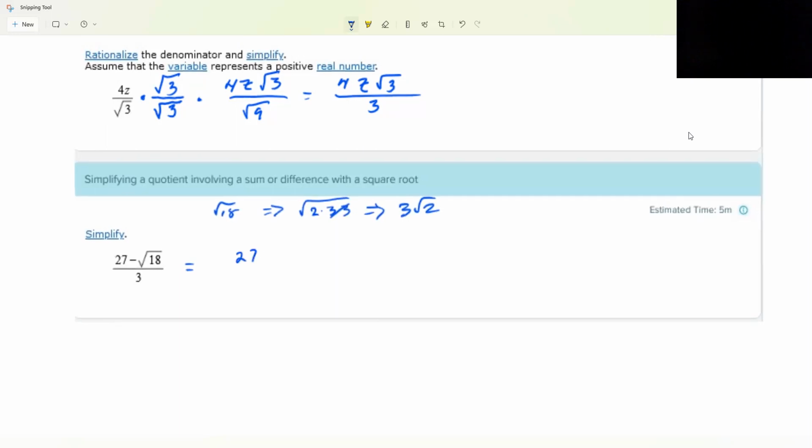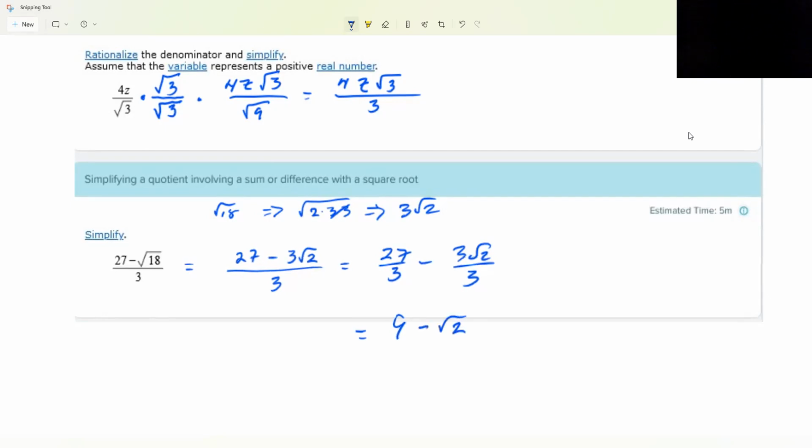So when you do that, you're going to get 27 minus 3 square roots of 2, all over 3. Now remember, the 3 there is the denominator for both those terms in the top. There's a couple of ways you can do this. I showed you, you can write it as 27 divided by 3 minus 3 square roots of 2 over 3. Okay. And then you can simplify it. This is going to be basically 9, and this is going to be square root of 2.